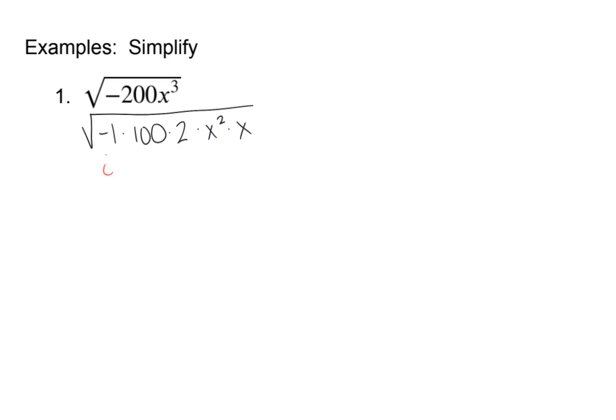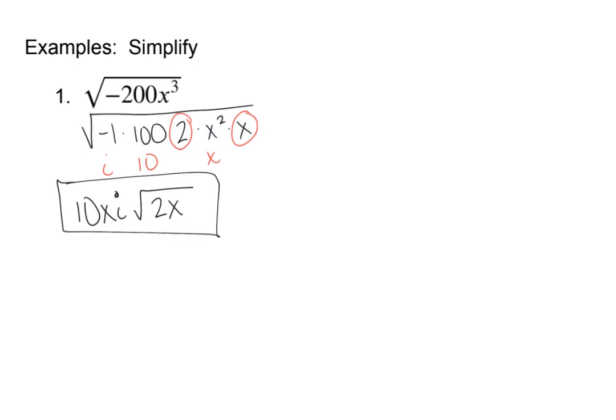The square root of 100 is 10. 2 is going to have to stay under the radical. The square root of x squared is x. And this x is going to stay under the radical. So coming out of the root is a 10x, but it is imaginary. We pulled that i out. And under the root is still a 2x. This is that radical simplified.